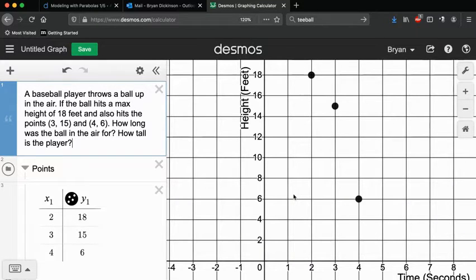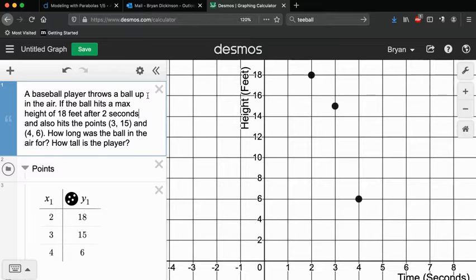So all of the questions for today are really just going to ask you to think about what your parabola actually means. If you take a look at the situation here, I'm telling you that a baseball player threw a ball in the air. I told you its max height. I should actually give you a time.